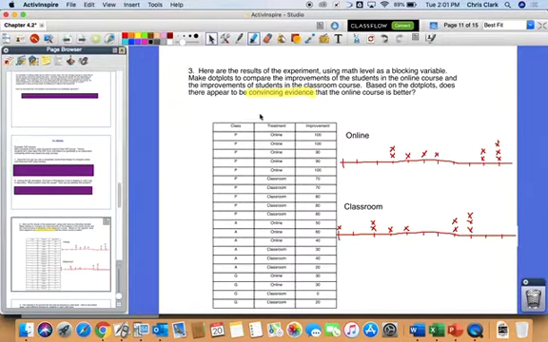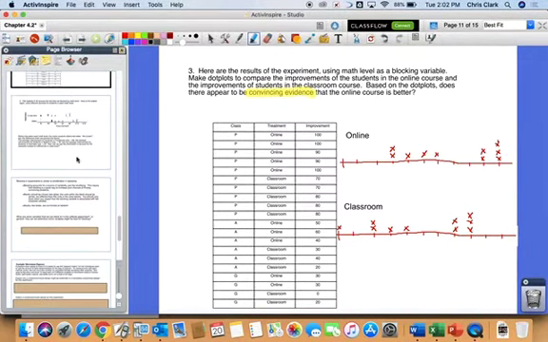Okay, so based on just the dot plots, we don't have any numbers, do you think we have convincing evidence that the online course is better? Not really. Not without a shadow of a doubt, right? It does look like the average improvement was better in the online course, but it doesn't seem like it's that much of a difference. Does that make sense? Okay.